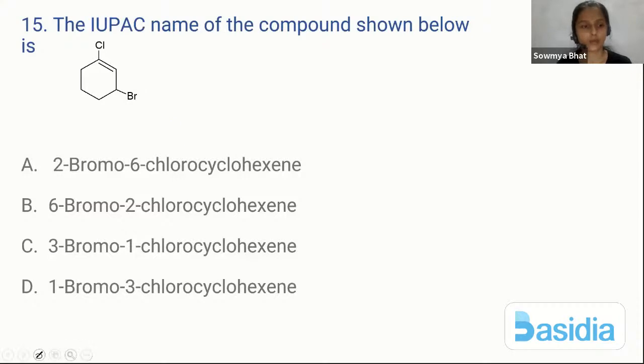Now, the IUPAC name of the compound which is given here. To know the IUPAC name, you should number it properly. This is not a benzene ring, you should remember it. Always the double bond gets priority. So let's start from here where the double bond starts, and also there is a substituent group. So I'm starting from here, 1. I can't go this way, because that doesn't include the double bond. So I should go this way: 1, 2, 3, 4, 5, 6.